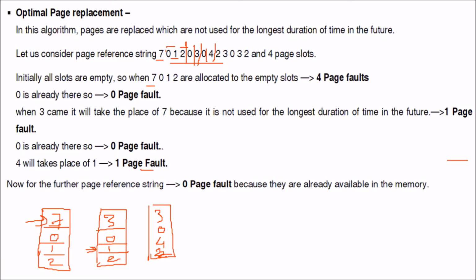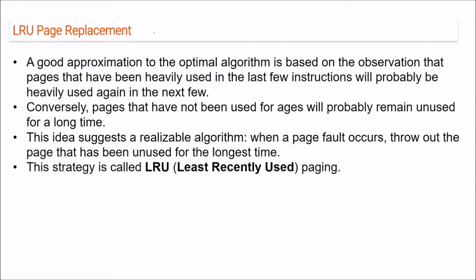After that, what has come? 2 is there, 3 is there, 0 is there, 3 is there, and 2 is there. So how many page faults are there? 4, 5 and 6. In all, 6 page faults. And since this is giving you fewer page faults, because future knowledge is required, the page that will not be used for the longest duration of time has to be removed.